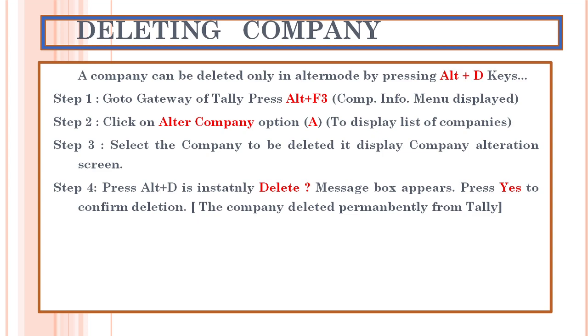Then the list of companies will be displayed on the screen. In that you select the company which you want to delete from the memory. Then select the company, then press Alt D. It will give a message asking if you want to delete it. Confirm yes or no. If you press yes, the company will be removed from the memory. That is deleting a company. You will follow these steps for permanently removing the company from the memory.